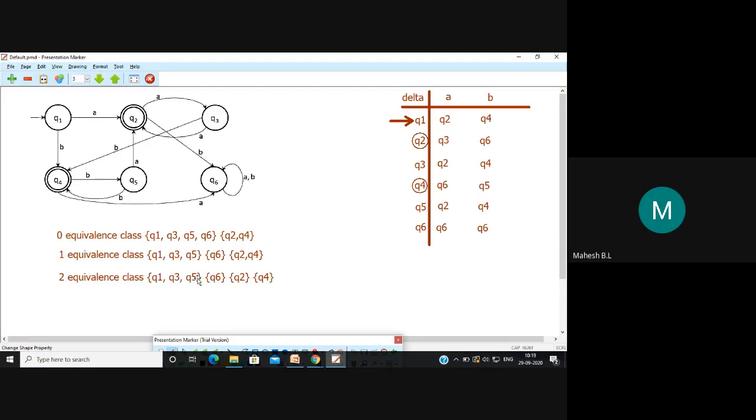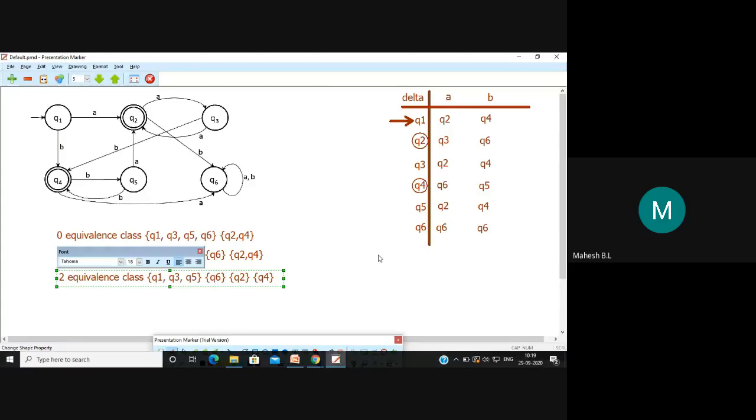Now we need to concentrate on Q1, Q3, Q5. Q1 on A is making a transition to Q2. Q3 is also making a transition to Q2. Q5 is also making a transition to Q2. So all are the same with respect to A. Then Q1, Q3, Q5 with respect to B make transitions to Q4, Q4, Q5. All are the same with respect to A and B, so they cannot be partitioned further. So this is the final equivalence class.